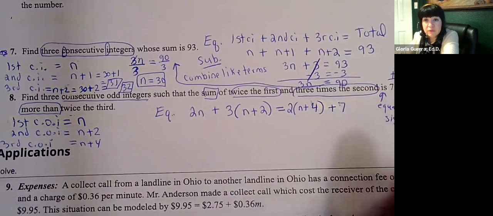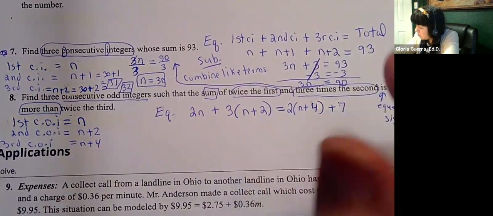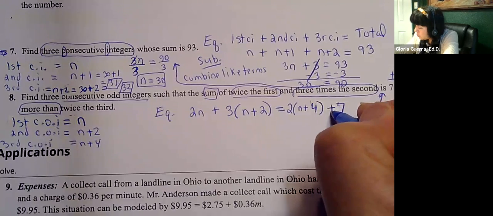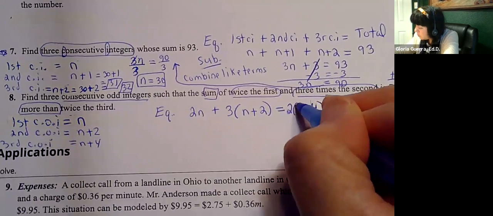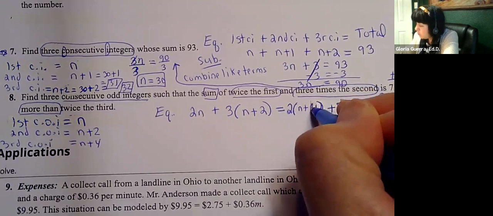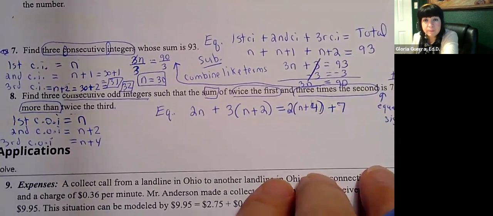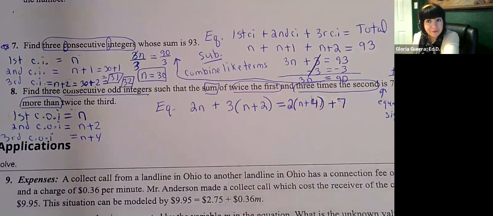Okay, so 7 more than twice the third. And the third is n plus 4. Okay, and voila, there's your equation. See how it's pretty cool, huh?